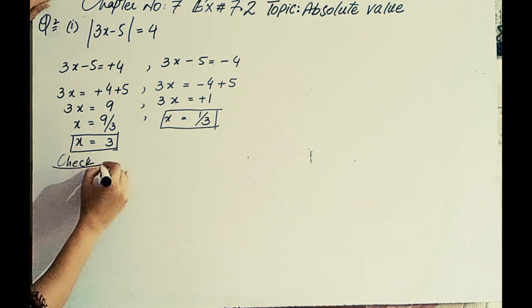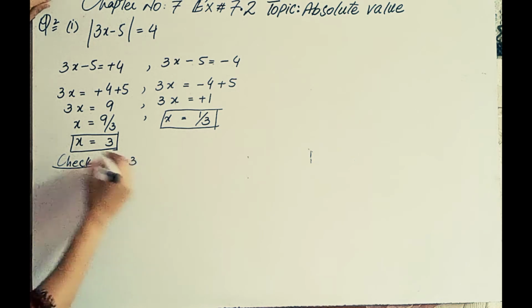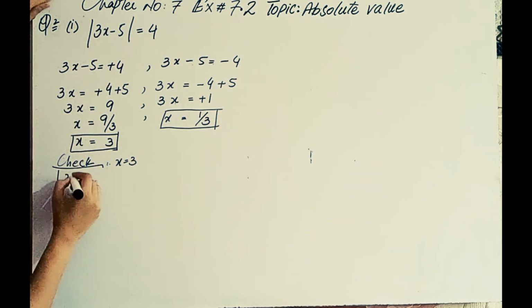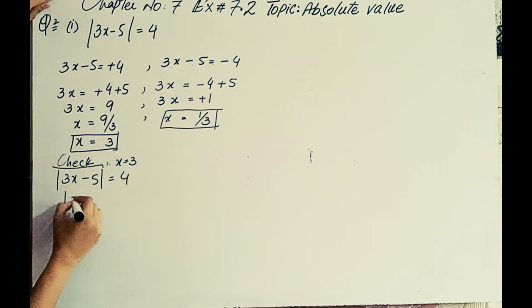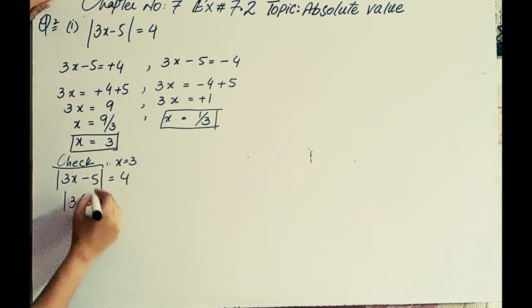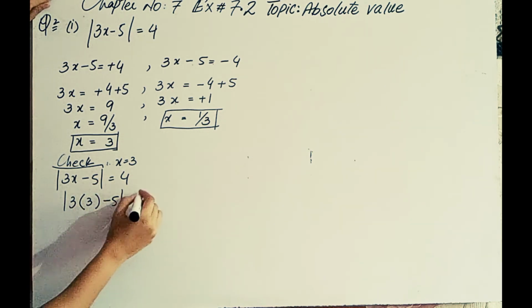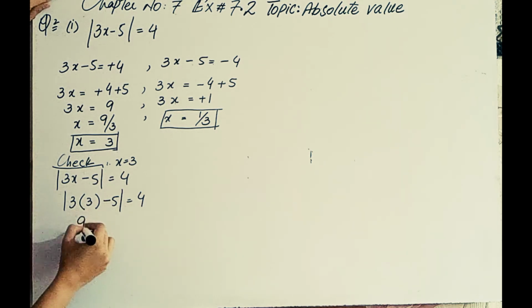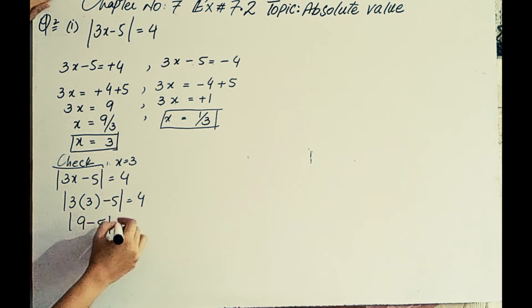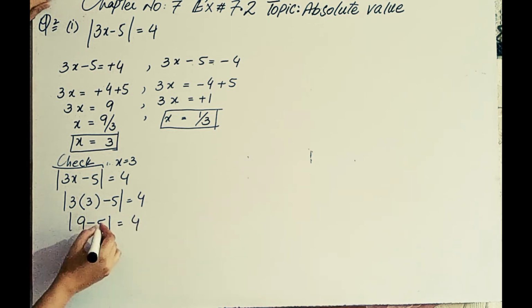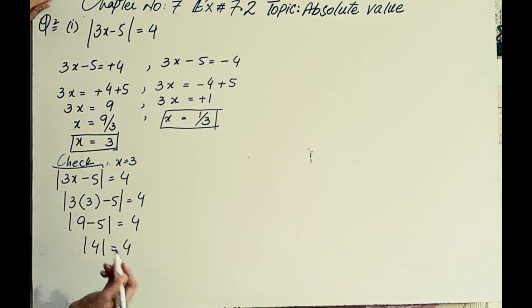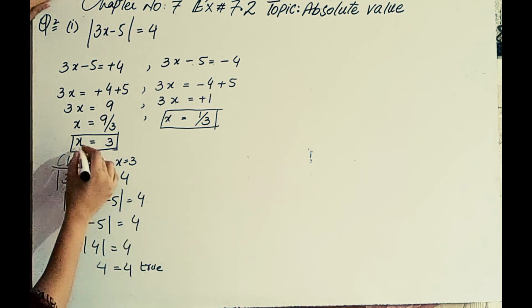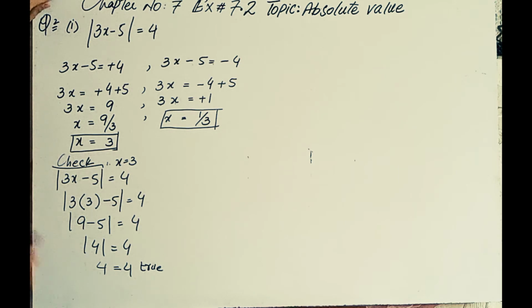First we will put x equals to 3 in this equation, 3x minus 5 equals to 4. In place of x we will put 3. Then minus 5 equals to 4. 3 times 3 is 9, minus 5, absolute. Absolute of 9 minus 5 is 4. Absolute equals to 4, and absolute of a positive number is positive. So 4 equals to 4. This is true. It means this solution x equals to 3 is the correct solution.